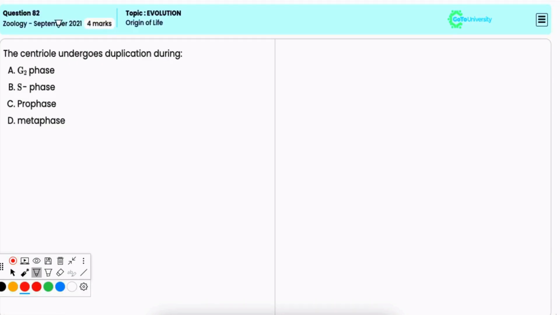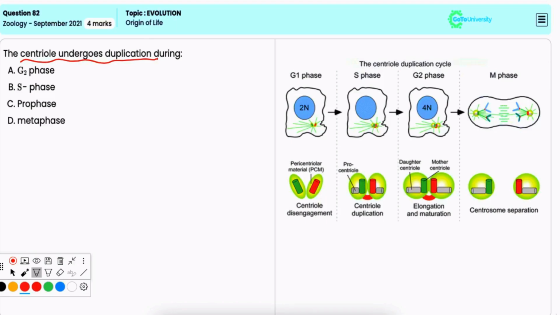In this question, you have to identify the phase in which duplication of centriole occurs. Option A, G2 phase. It is incorrect. G2 phase is primarily involved in the final preparations for mitosis, such as checking the DNA for errors and synthesizing some proteins, but not centriole duplication.